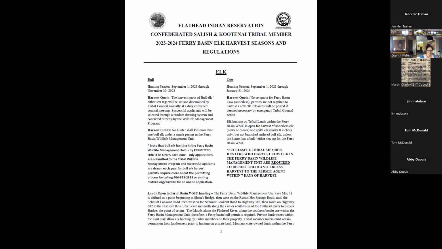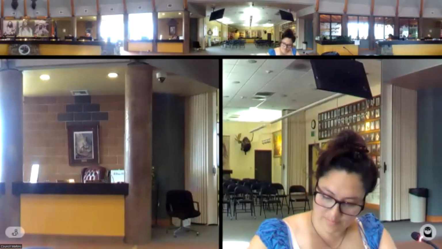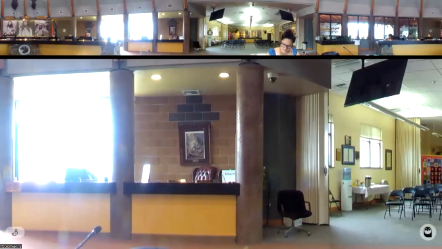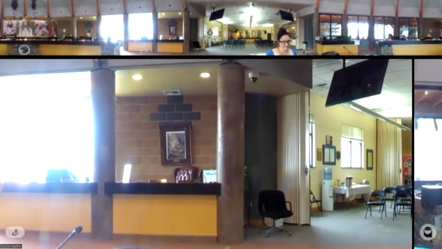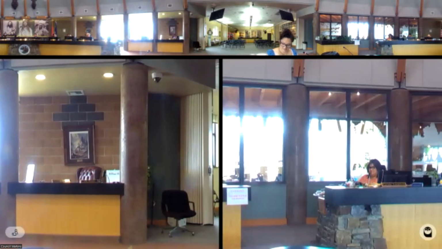Motion by Martin to approve the 2023 Ferry Basin elk management hunt regulations with corrections. Second by Ellie. Questions, comments, all in favor? Opposed, same. Motion carries.